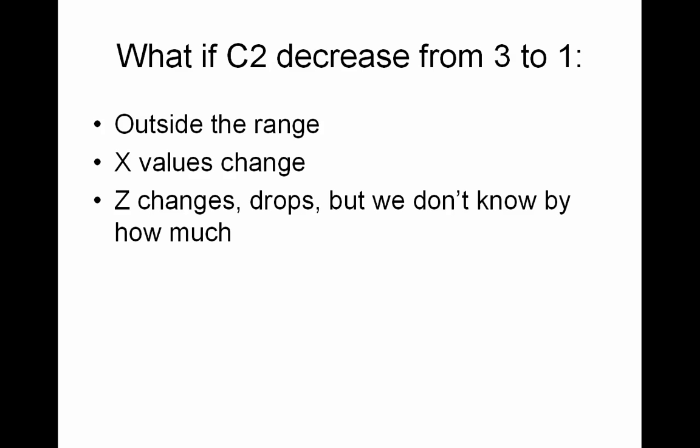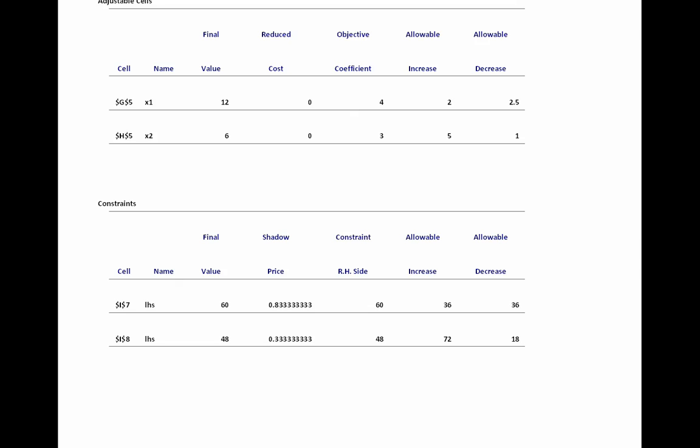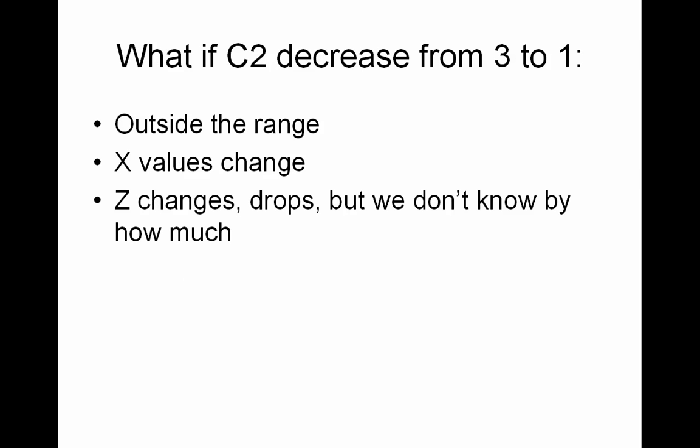Next question. What if the profit on shares decreases from 3 to 1? Looking back at the sensitivity report again, the allowable decrease is 1, and we're changing it by 2, so it's outside the allowable decrease, outside the range, so the x values are going to change. The z changes, it drops, but we don't know by how much.